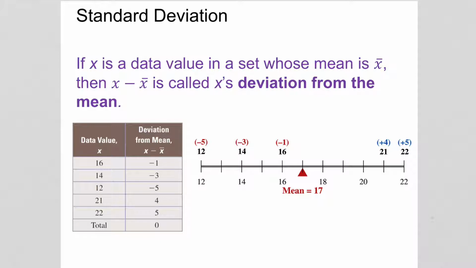Standard deviation. If X is a data value in a set whose mean is X bar, that's one way to denote the mean, X with the bar on top, then X minus X bar is called X's deviation from the mean. So the deviation from the mean is the difference between a data value and the mean. So here, the deviation, say, from 16 to the mean is 1 to the left. From 14 to the mean is 3 to the left, and so forth.